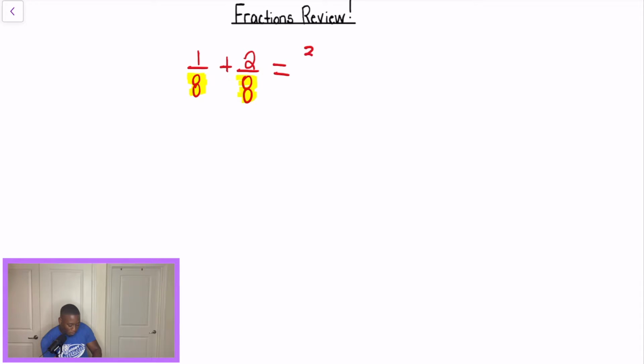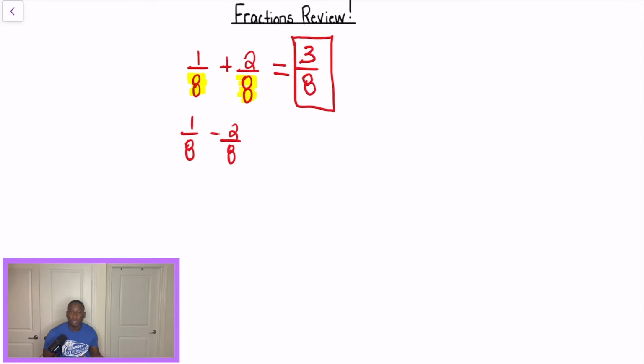So if we look at this problem here, our answer would just be 3 over 8. If we were subtracting, right? Let's rewrite this. Instead of adding 1 and 2 to get positive 3, we would do 1 minus 2 and we will get negative 1 over 8. So as long as we have the same denominator, then we can add or subtract.